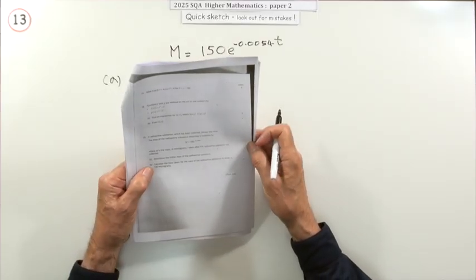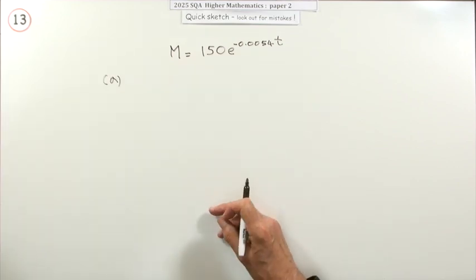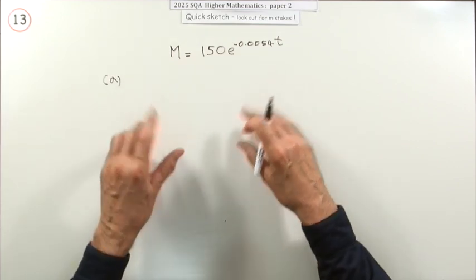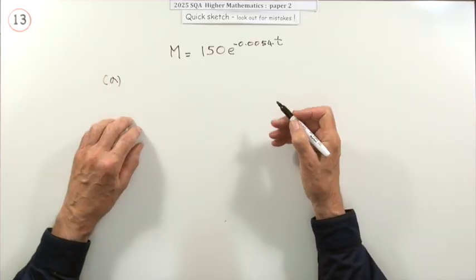And in part B, how long would it take to decay to 120? Well, that's really fairly straightforward. Out of all the questions you can get and logs and so on towards the end of paper 2, this must be like the easiest you could get.